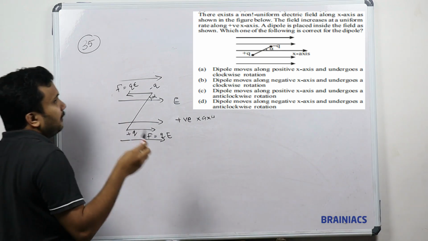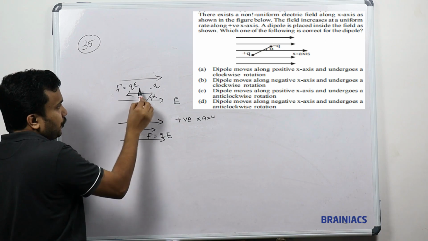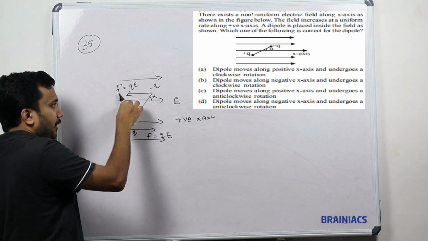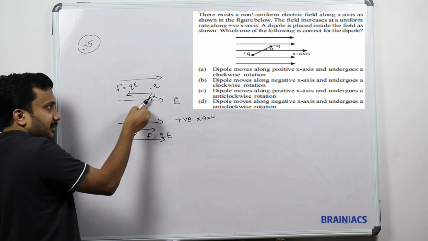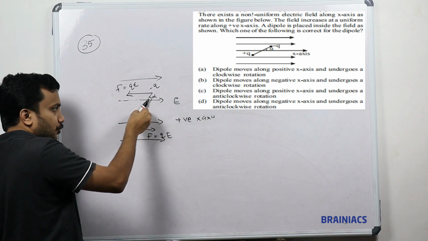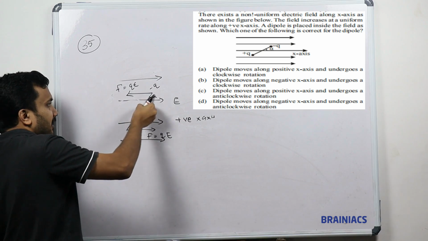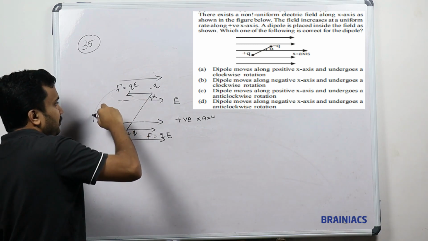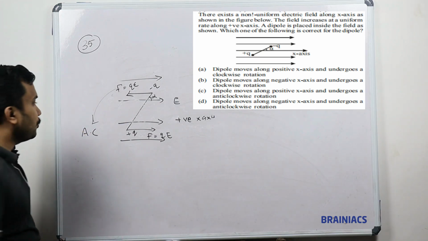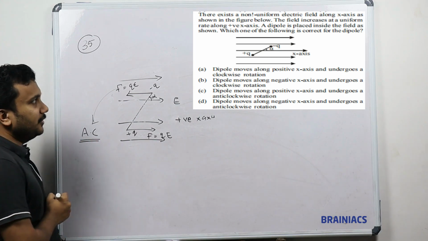So as I told, while I am taking torque, if the dipole will be here and we have two forces, qE and F equal to qE, what will happen? It will rotate like this, correct? It will rotate like this because of the two forces: at the bottom it is pushing and at the top it is pushing like this. So it will rotate like this. What kind of rotation is this? This is anti-clockwise rotation. This is one point.